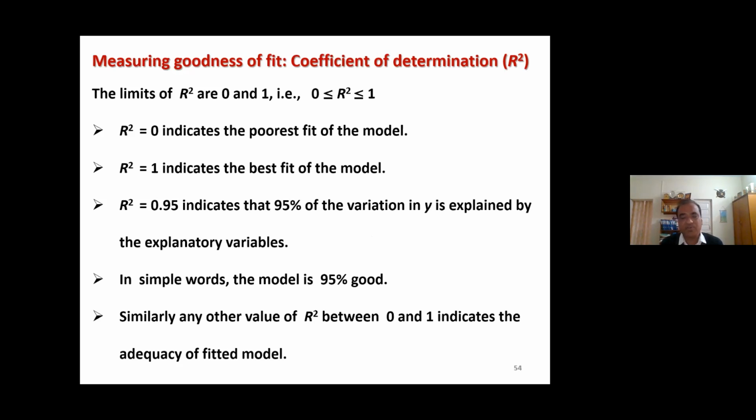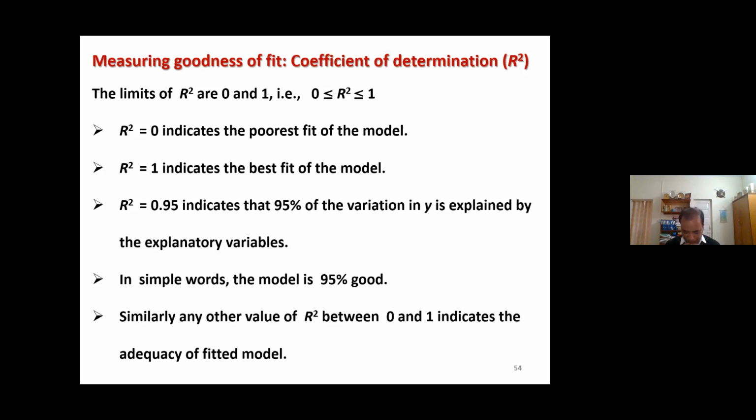Similarly, if you take any other value of R square between 0 and 1, for example 0.95, then this indicates that 95% of the variation in Y is being explained by the explanatory variables. Or in simple words, you can say the model is 95% good, right? Similarly for other values between 0 and 1, that indicates the model is that much accurate.